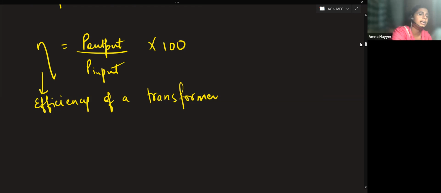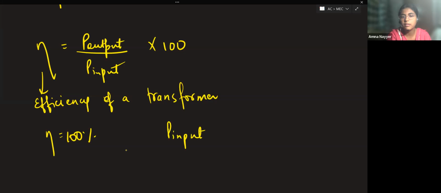Two paras I have sent. Please have a look at them. And it's better if you can copy it in your notebook and registers wherever you're making them. So for efficiency to be 100%, power input is equal to power output, meaning no energy losses are present. Fine. So note down this part.